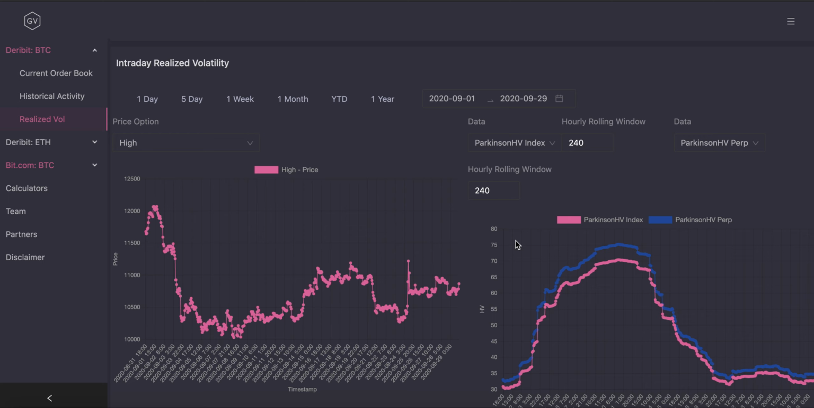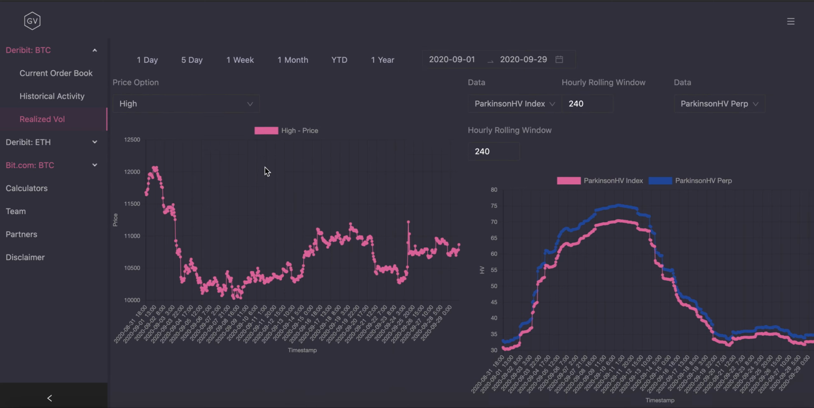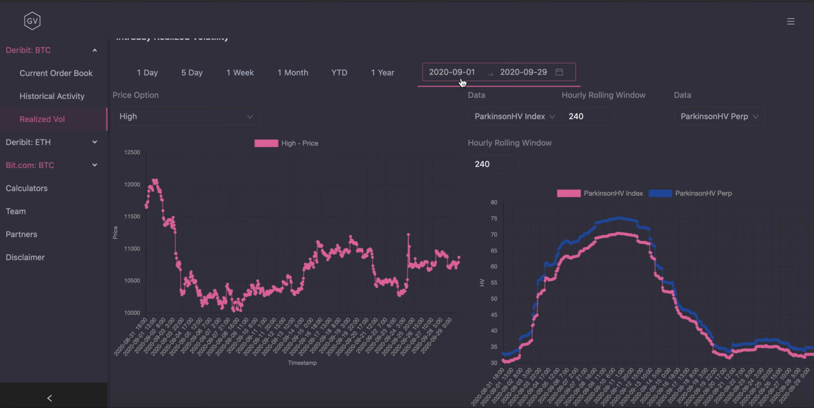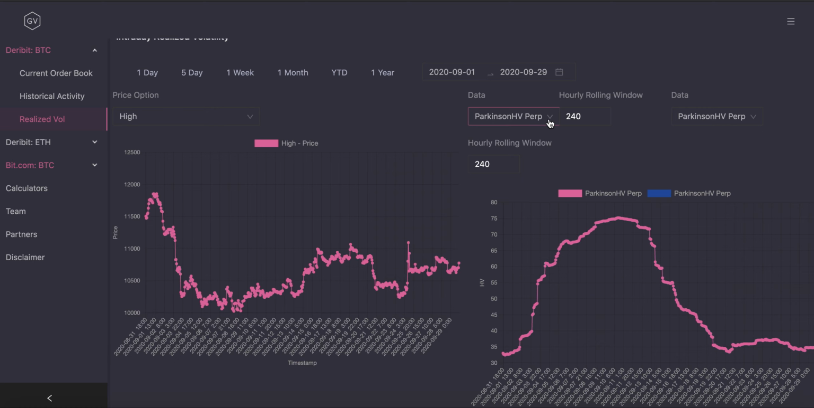And scrolling down some more, we have basically an intraday realized volatility tool. On the right, we basically just have price chart data. This is the date range from September 1st to September 29th, and every data point uses 1 hour. Here I can pick between the index, the Bitcoin index price, or the Bitcoin perp price. Right now I'm going to be looking at Bitcoin perp.